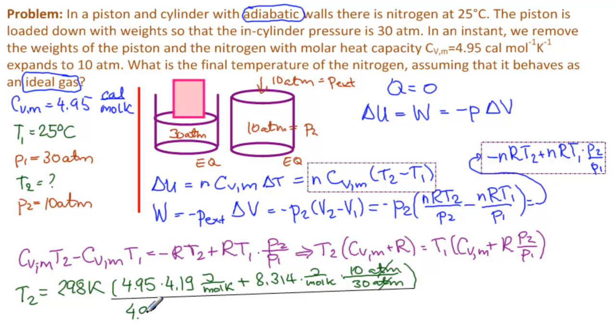So 4.95 times 4.19 joules per mole Kelvin plus 8.314 joules per mole Kelvin. And all our joules per mole Kelvin cancel, right? And we're left with Kelvin, like we need to be. So what we actually have is this number plus this number times 1/3 over this number plus that number, but we'll just do it on a calculator.